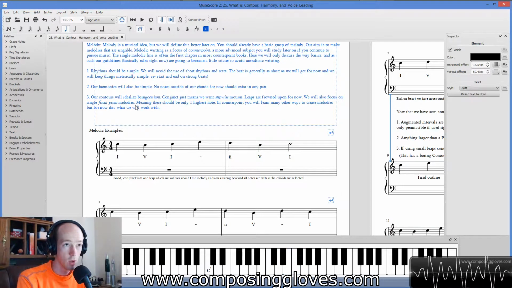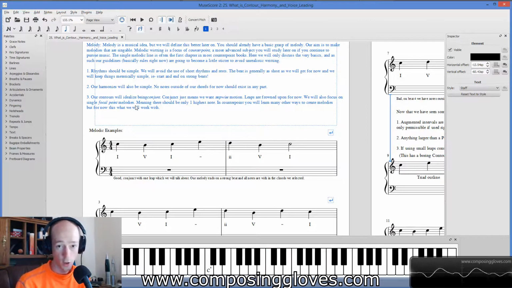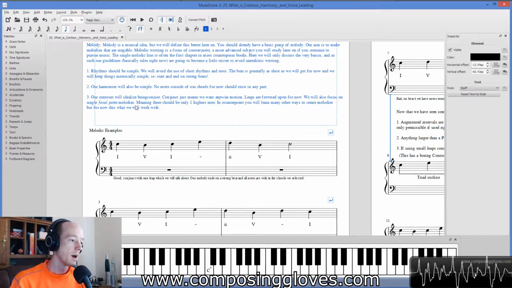Now, I am okay with leaps to a third. So if you're going to go like that, I'm pretty much okay with that for now. But we are mostly conjunct. Leaps up to a fourth are okay, really. But we'll talk more about leaps and the rules. I even have it labeled over here.